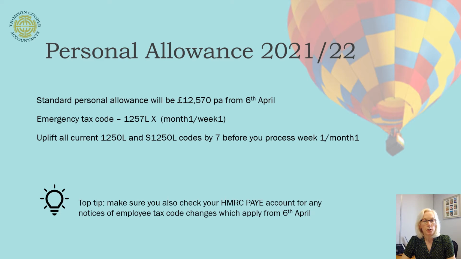And in your payroll software you should make sure that people who are currently on a 1250L or S1250L code, that their code is increased by 7 before you process week 1 or month 1. You should also make sure that you check your HMRC PAYE account for any other notices of tax code changes for staff, which will apply from the 6th of April. And another point on the student loan changes, you can expect there to be notifications of changes to plans as a result of the new Scottish plan, and those will also be available in your HMRC PAYE account.